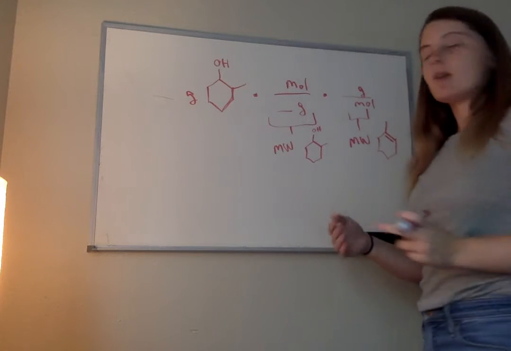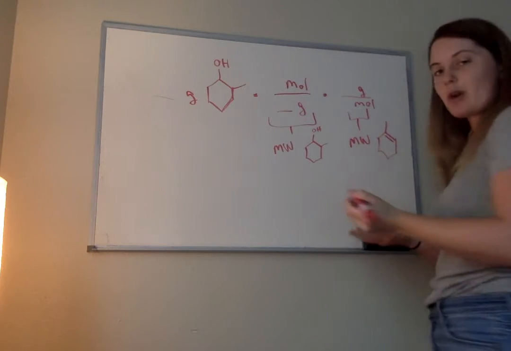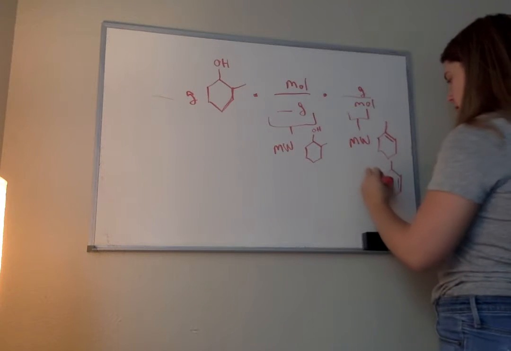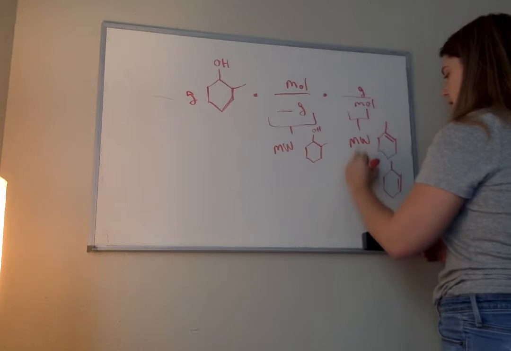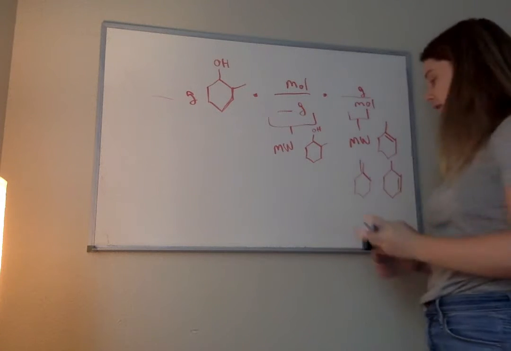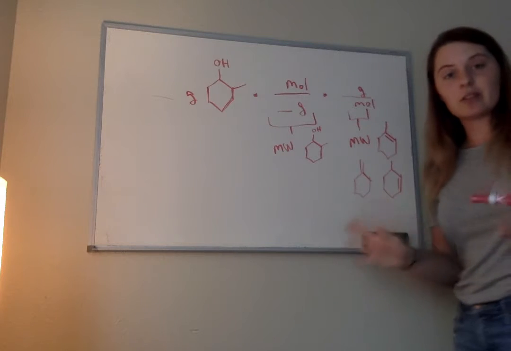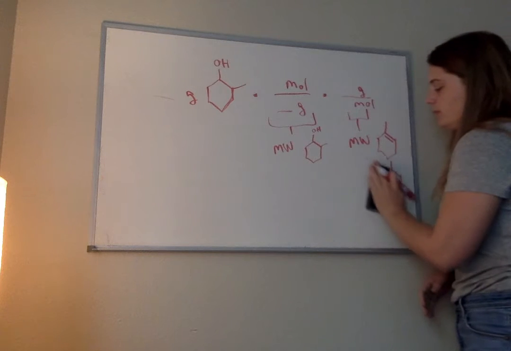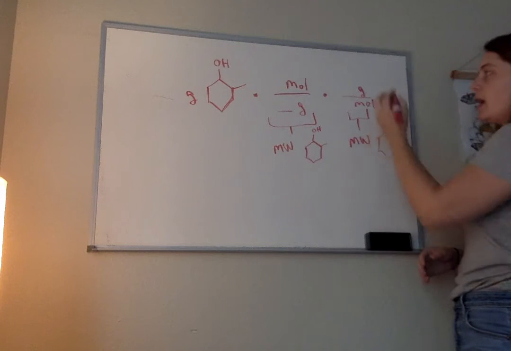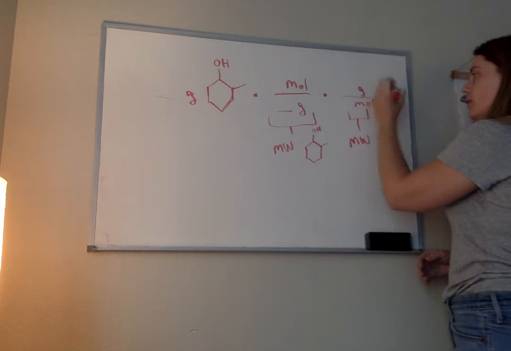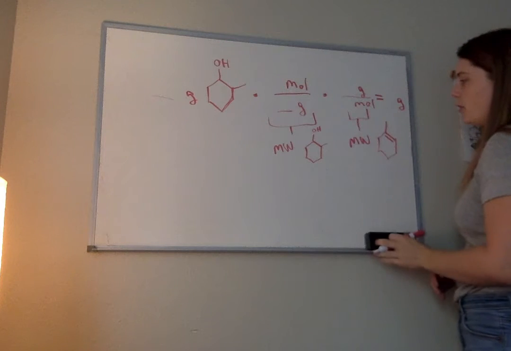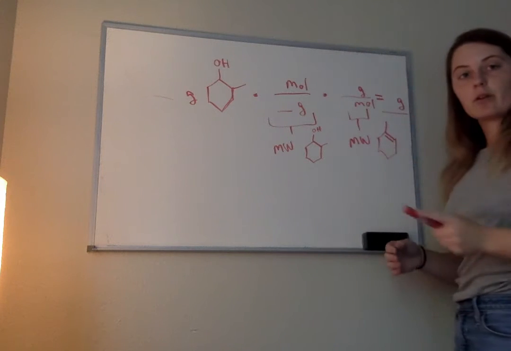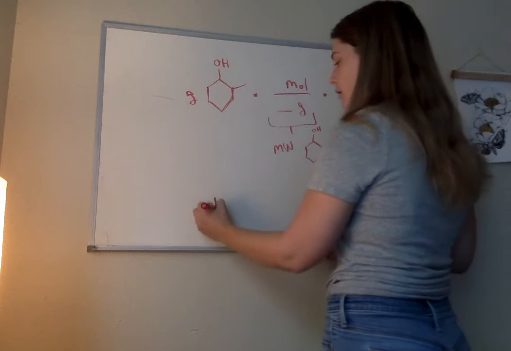And you might be wondering, well, this isn't the only product. We have 3 products. But don't worry, all 3 of these have the exact same molecular weight because they're all isomers of each other, right? And this will give you the grams of your alkene product. Okay, so once you have the grams of the alkene product, that'll give you your theoretical yield.